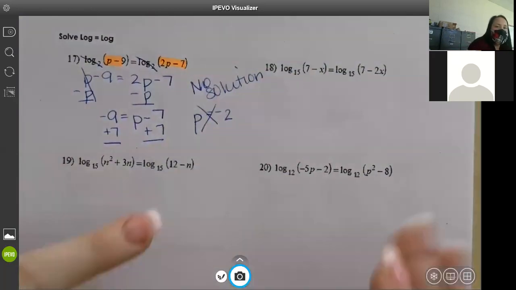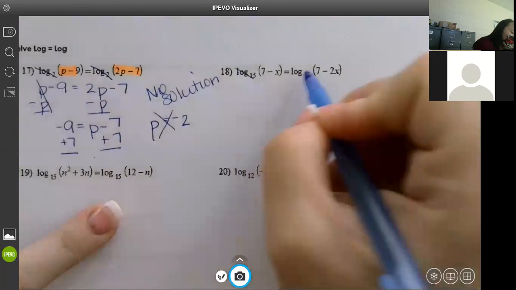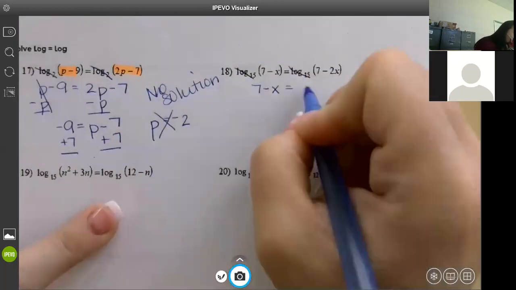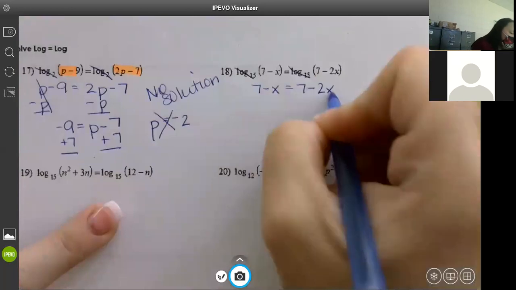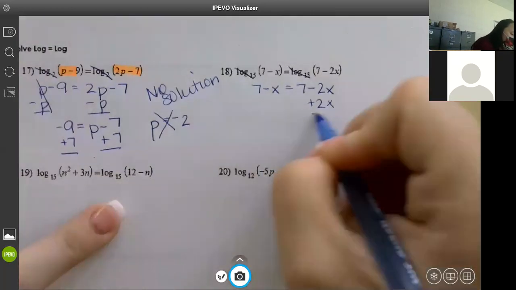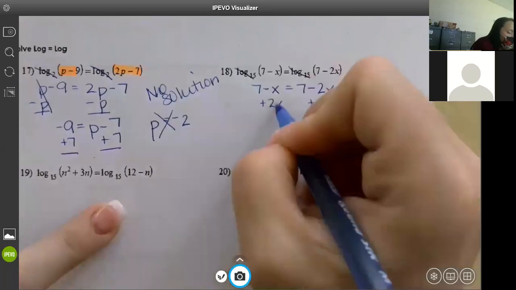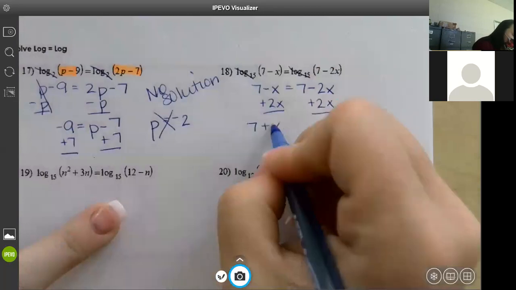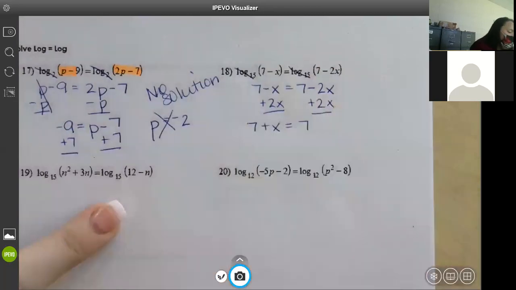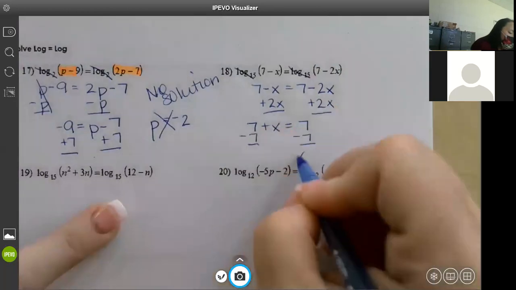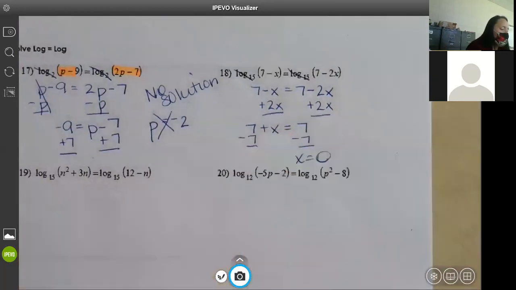So if we look at the next one, log on one side, one on the other, our equation is 7 minus x equals 7 minus 2x. I'm going to add 2x to both sides. I always move the smallest x to try to make it positive. So I get 7 plus x equals 7. Subtract 7 and I get x equals 0.